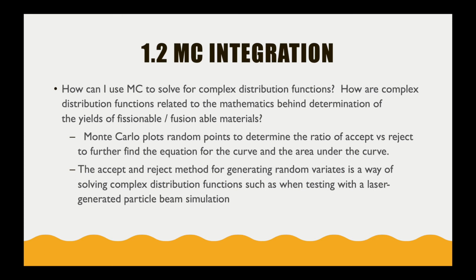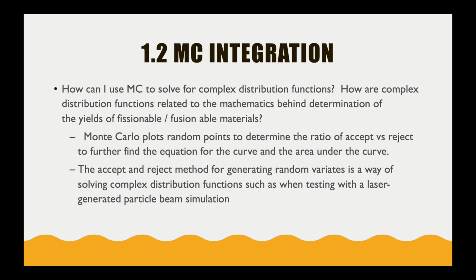So how can Monte Carlo be used to solve more complex distribution functions, and how can that function relate to the mathematics behind the determination of the yield of fissionable and fusionable materials? So Monte Carlo plots random points to determine the ratio or proportion of acceptance versus rejection to further find the equation of a curve. You would need to use this method if you don't know the equation for a given curve or for that given concept.